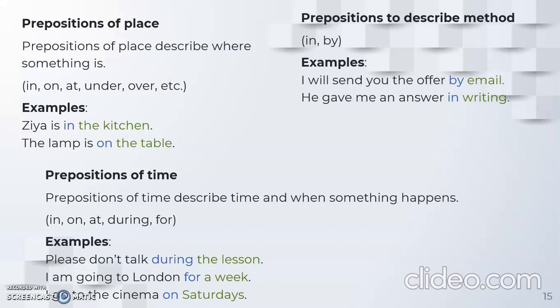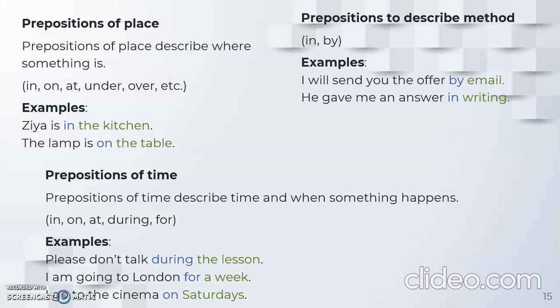And the next is preposition of time, which describes a time. We often use in, on, at, during, or for. Example: Please don't talk during the lesson. I'm going to London for a week. I'll go to the cinema on Saturdays.